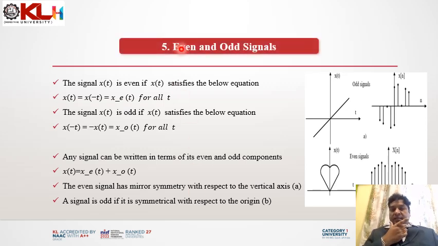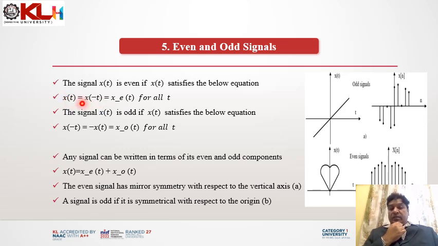Now here we are discussing another classification, even versus odd signals. A signal is called an even signal if it satisfies the property x(t) = x(-t), where x(-t) is the time-reversed signal. So if the time-reversed signal x(-t) is equal to x(t) itself, the signal is called an even signal.